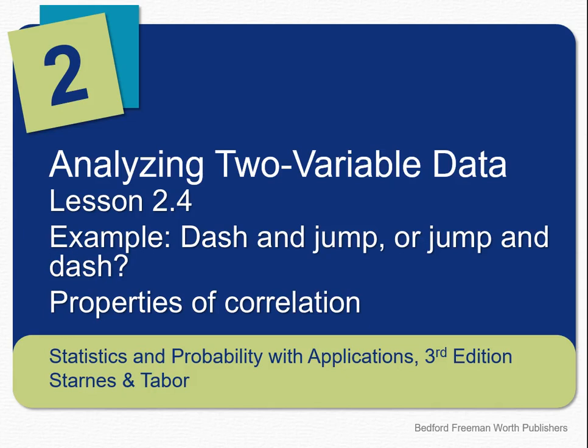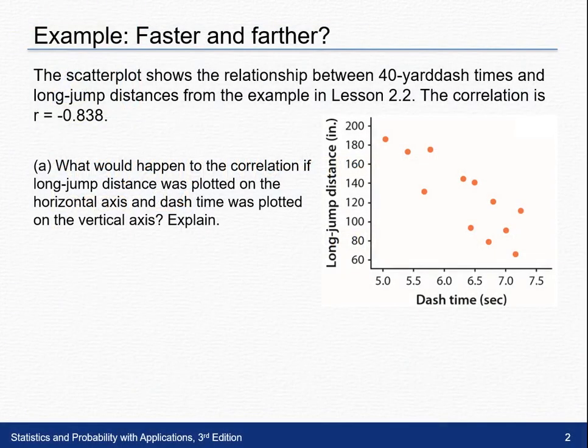In Lesson 2.4's example, dash and jump, or jump and dash, we're going to be analyzing the properties of correlation. In this example, the scatter plot shows the relationship between 40-yard dash times and long jump distances from the example in Lesson 2.2. The correlation is negative 0.838. You can see the scatter plot as well.